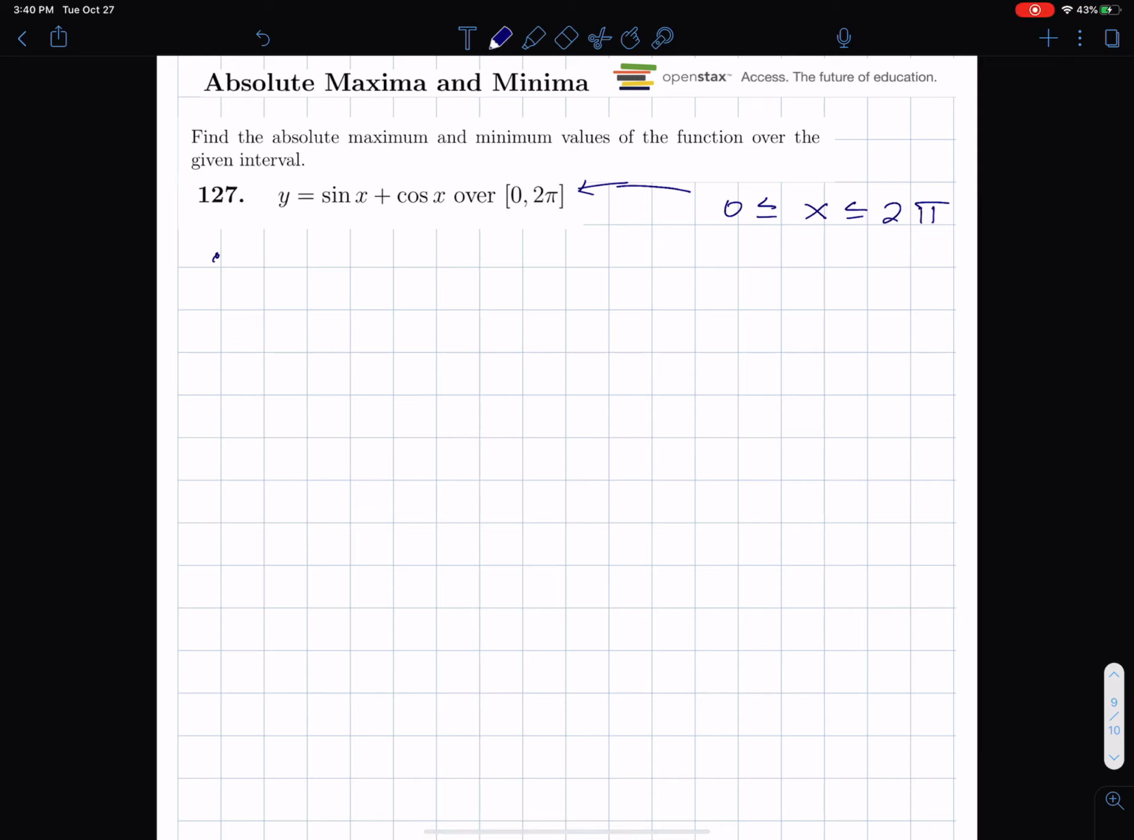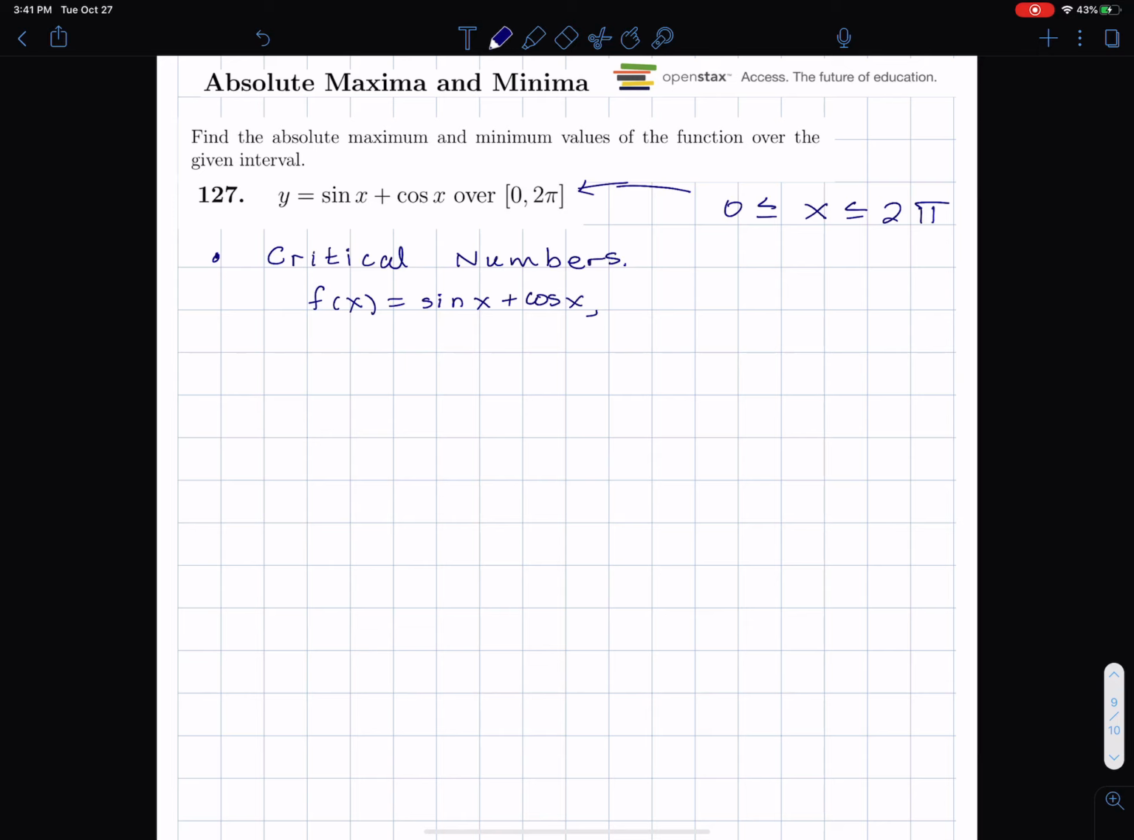And the first thing we are going to do is find critical numbers, also called crit nums by some people, like little critters. All right, so we're going to find critical numbers, and critical numbers are numbers c that are in the domain of the function where either f prime of c is equal to 0 or f prime of c is undefined.